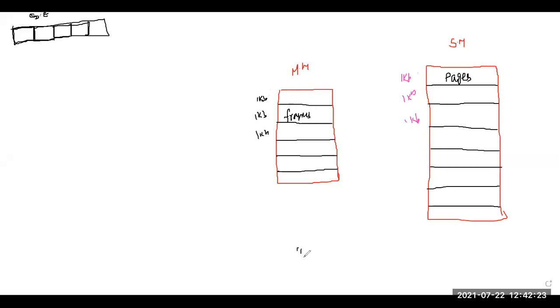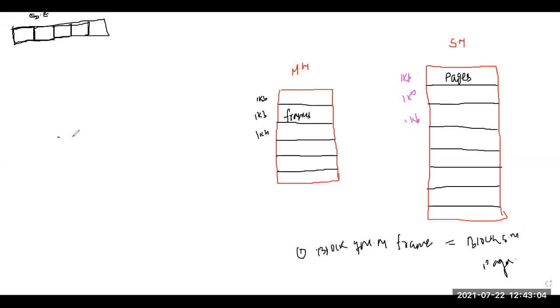Okay, the first point is the blocks. Let me write: blocks of main memory are called frames, which are equal in terms of size to the blocks of secondary memory, which are called pages. Is it clear? This frame and these pages should be the same in size, both should be the same size. Then only is address translation easier.